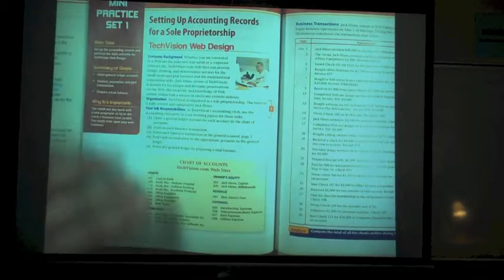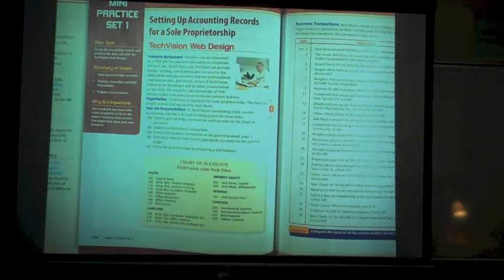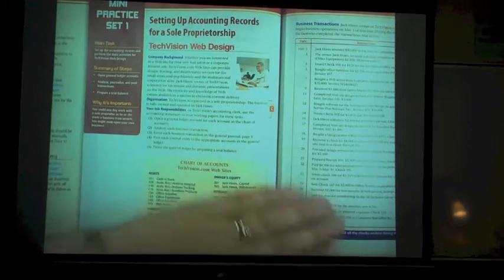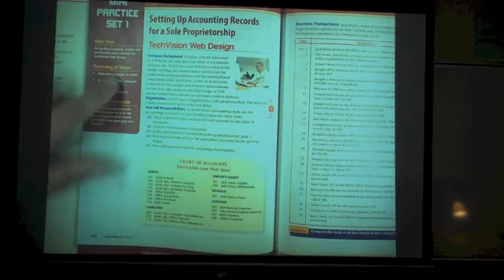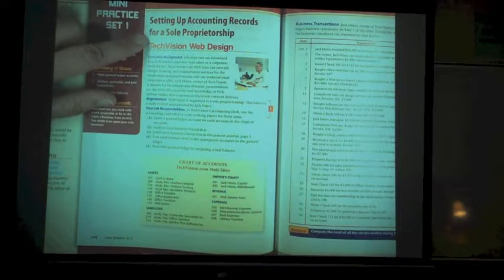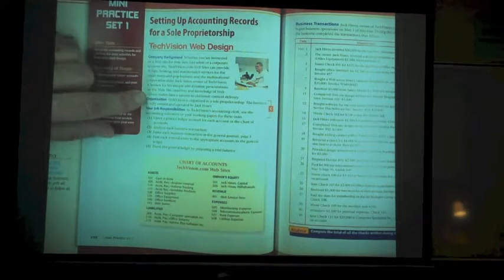But this is going to give me an idea as to how comfortable you are with the accounting cycle from steps 1 through 5. Most students feel very comfortable at this point. If you're not, then we need to find an opportunity to get in and get some extra help. But let's first look over the instructions, and then I want to point out a couple of things in your workbook. This is a company called TechVision Web Design, and here's a little bit about the company.